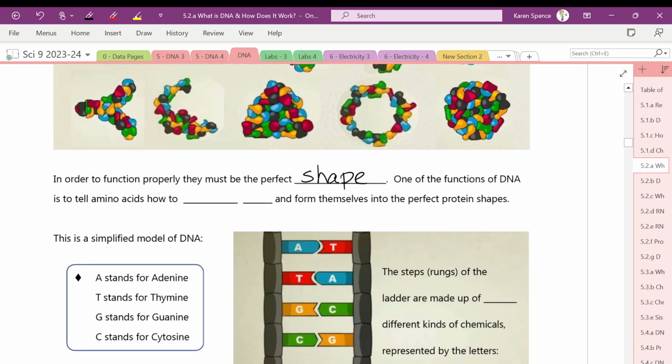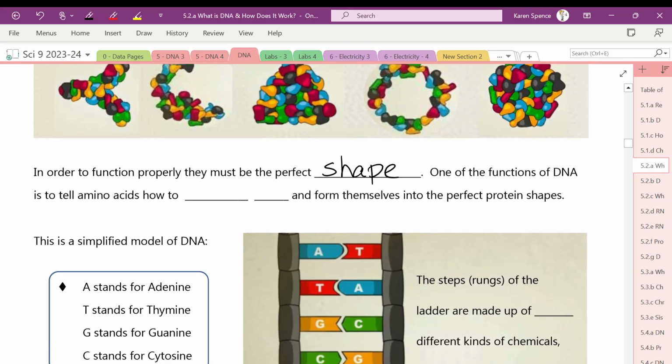One of the functions of the DNA is to tell the amino acids how to line up. So it puts them in the correct order and form themselves into the perfect protein shape.